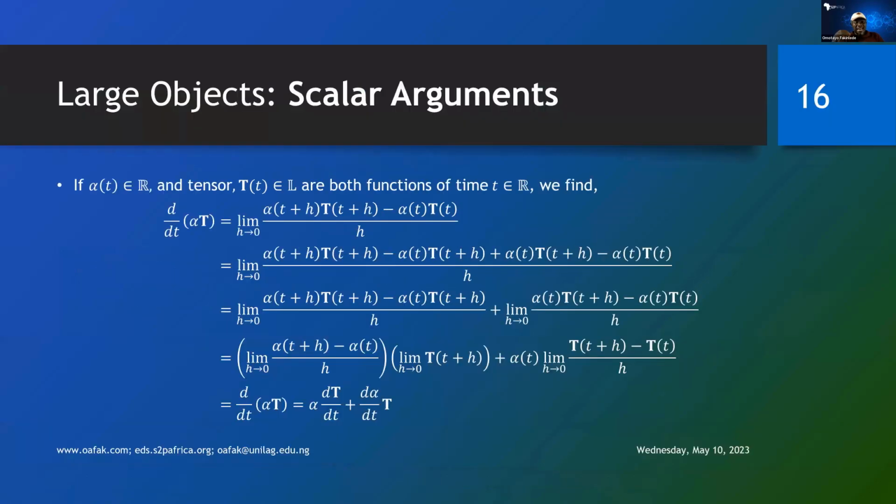So when there are objects with scalar values and they are multiplying each other, last week I explained that d/dt of alpha T will be equal to alpha dT/dt plus (d alpha/dt) T. In this case, because multiplication by a scalar is commutative, whether you say alpha T or T alpha, it doesn't matter. It doesn't matter whether you put T before alpha or alpha before T in any of these expressions, no problem.